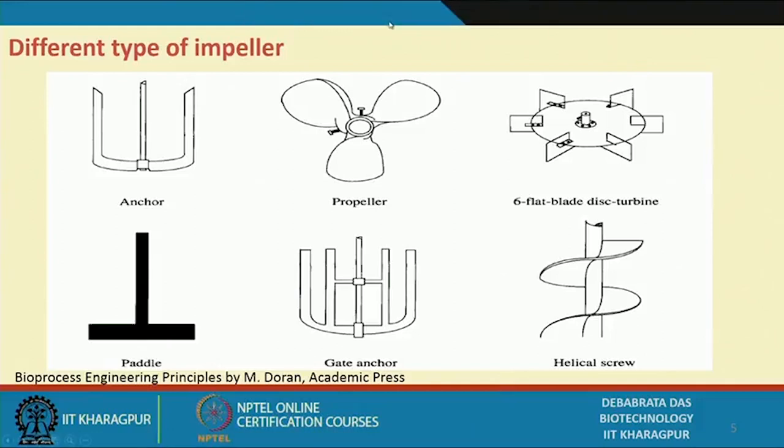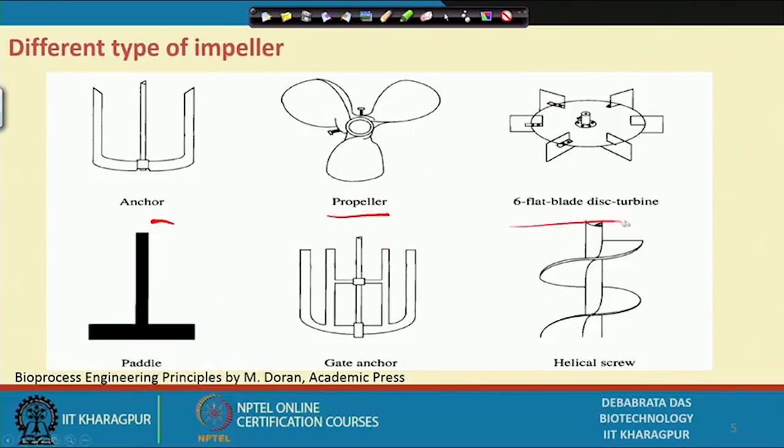Now, different types of impellers we have: anchor, propeller. This is largely used in the chemical industry. This is the six blade flat blade disc turbine. This is used in the fermentation industry. So you know the paddle impeller, gate anchor, and the helical screw. There are different types of impeller we can use.